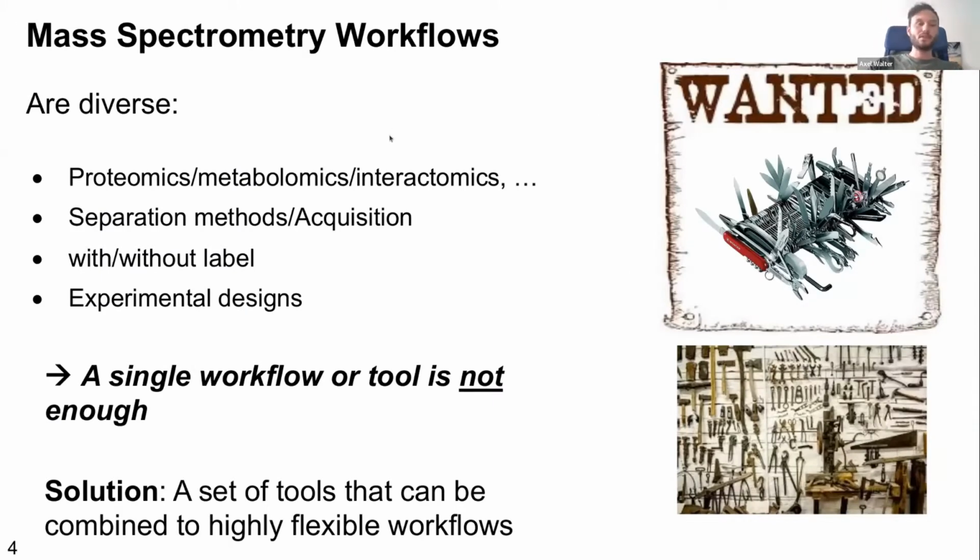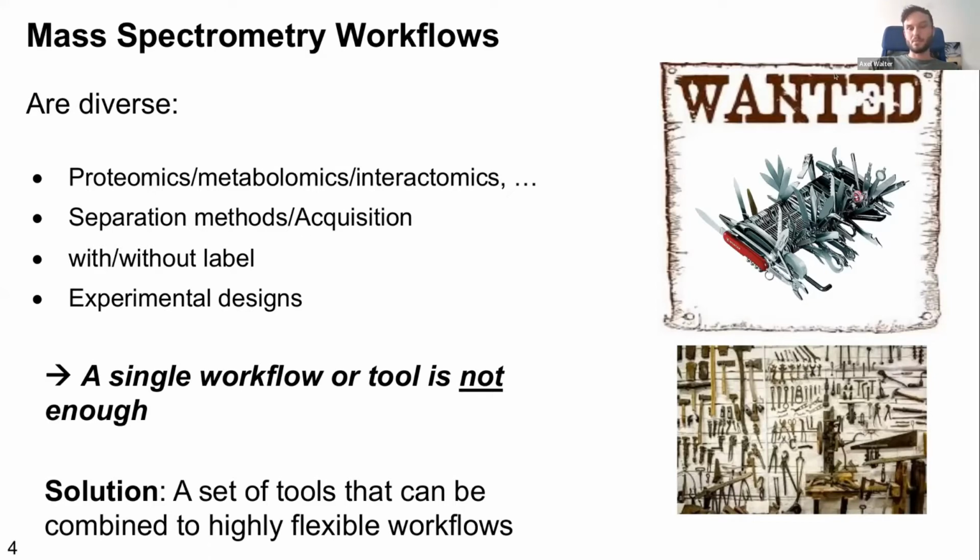But we know this is not the case because mass spectrometry workflows are very diverse. We are dealing with, as mentioned, proteomics and metabolomics, all kinds of backgrounds. We have different, for example, columns and LC separation methods. Then also the acquisition is quite different across all the different instruments that are out there. We might have some samples with labeling or without labeling. And also the experimental design that comes before measuring the data, like the sample preparation, might also play a role.